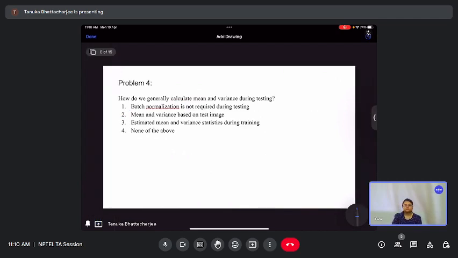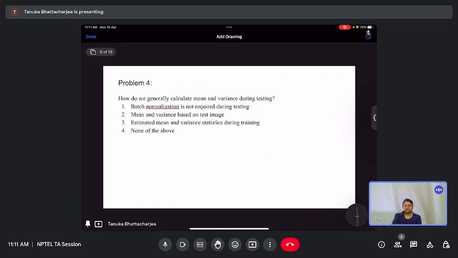Problem 4. How do we generally calculate mean and variance during testing? Options are: batch normalization is not required during testing, mean and variance based on test image, estimated mean and variance statistics during training, and none of the above. The first point I will make clear here is that batch normalization is absolutely required during testing.